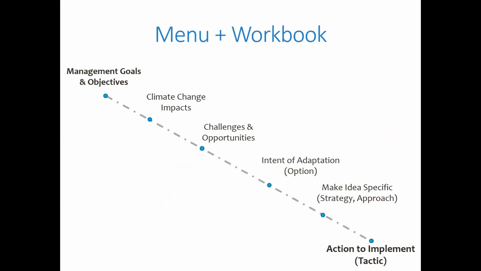And the ultimate goal of the adaptation menus and the adaptation workbook is to connect the dots. We've talked a lot about management goals and objectives because that is a critical starting piece for the adaptation workbook. We really need to know where you are and what you're trying to do so that we can assess the climate change impacts on those goals and objectives. We can identify the challenges and opportunities related to managing for those goals and objectives under climate change.